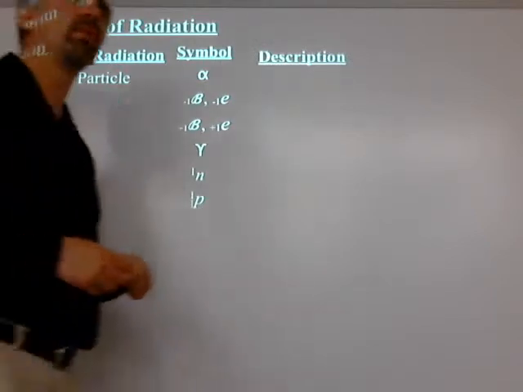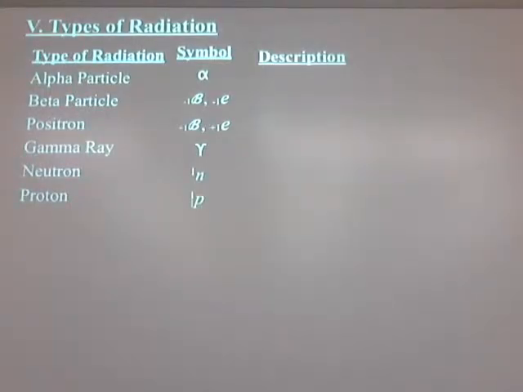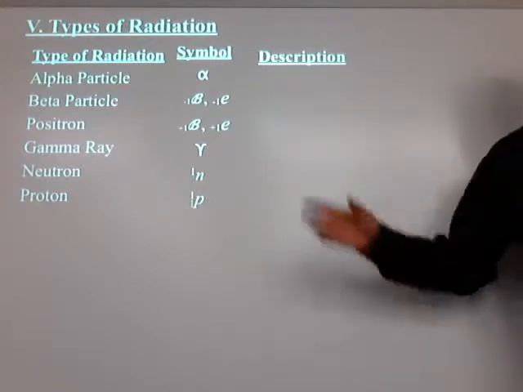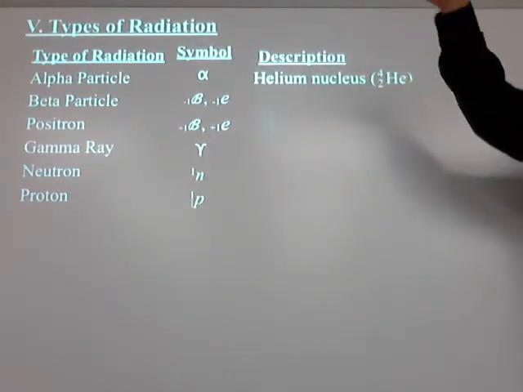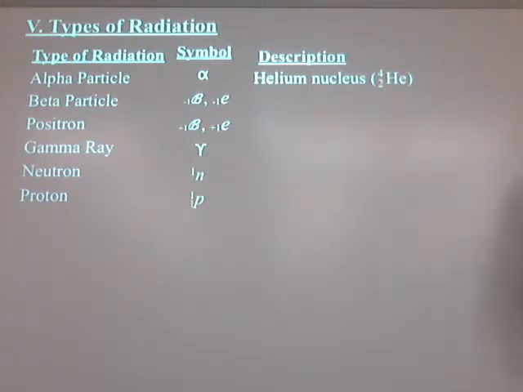All right, finally, the description of each, what they are. Alpha particles are pretty large particles compared to these other ones. Alpha particles are basically helium nuclei. They contain 2 protons and 2 neutrons, mass number of 4, atomic number of 2. Basically a helium nucleus, not a helium atom, not the electrons that go along with it, but just a helium nucleus.